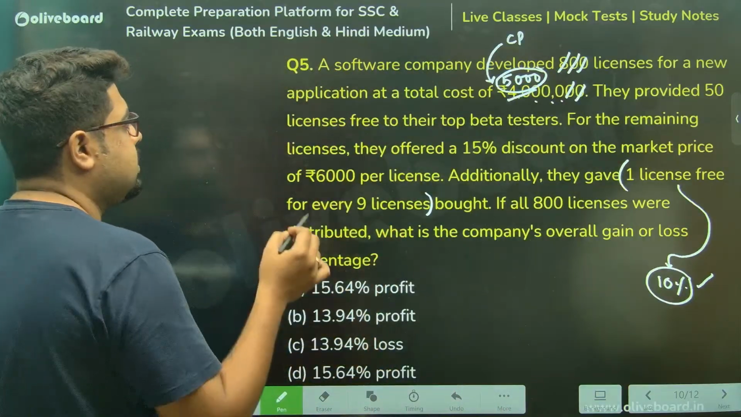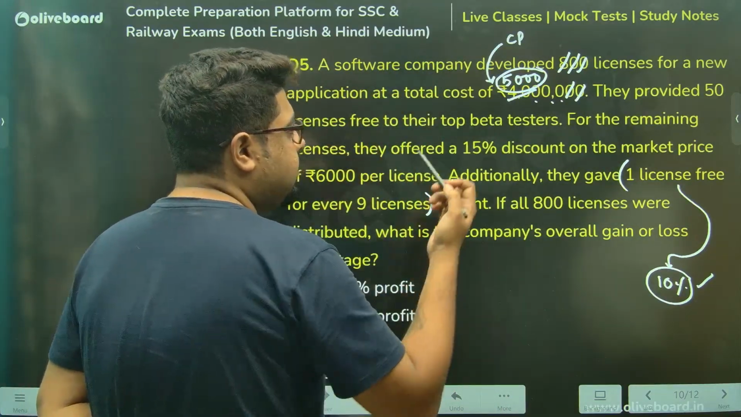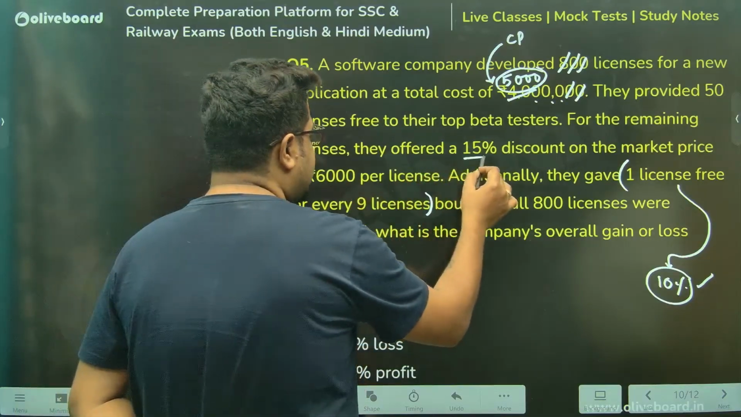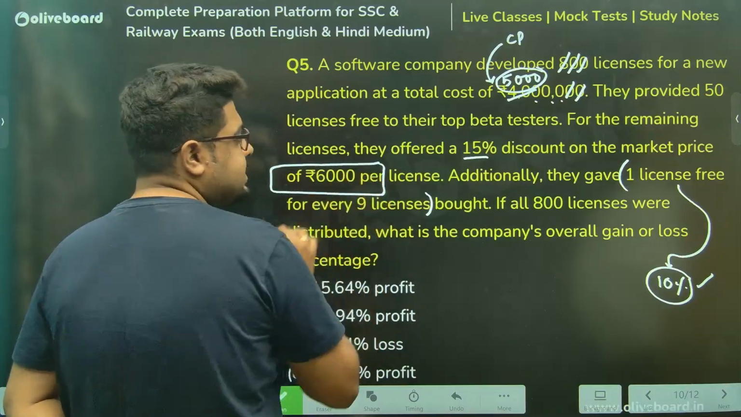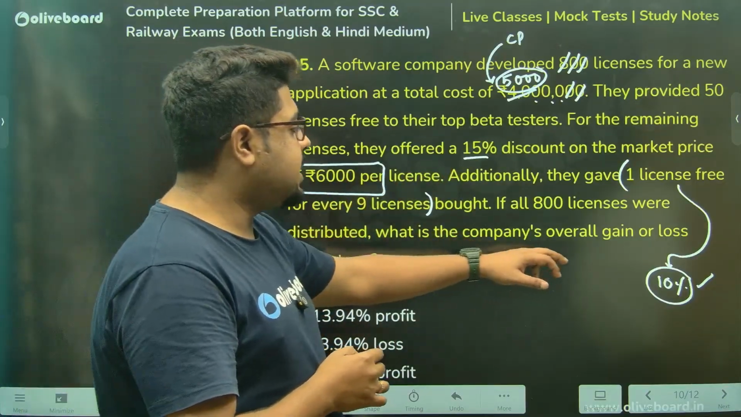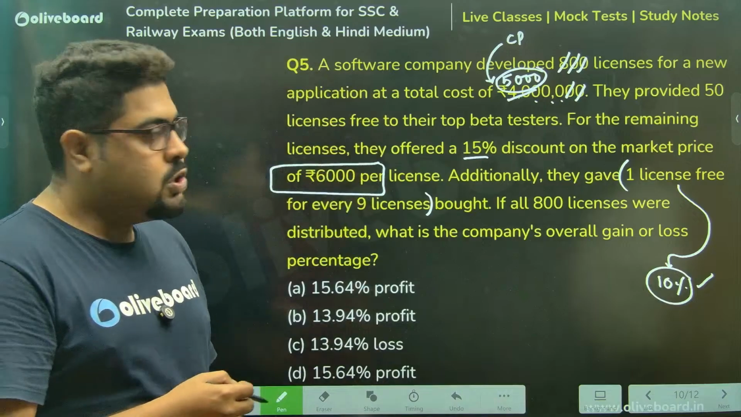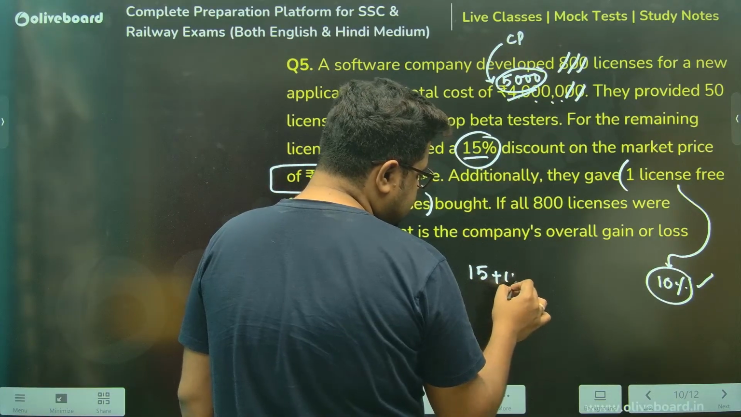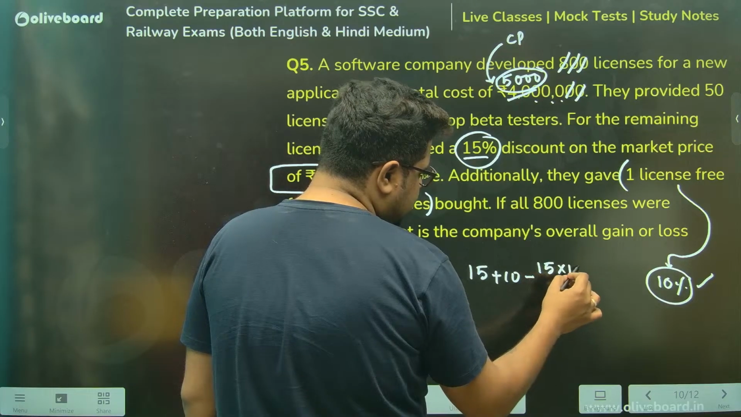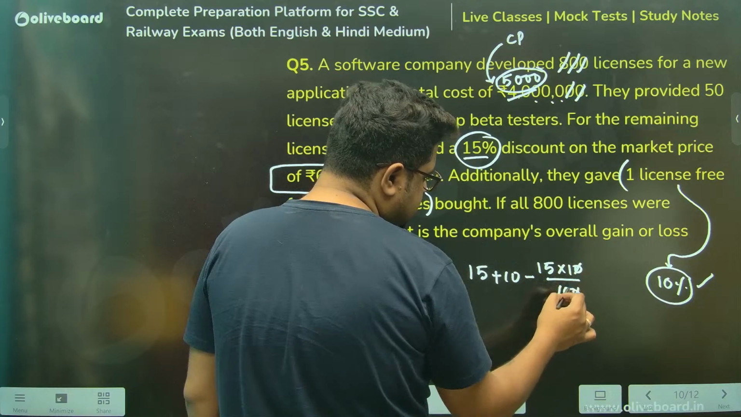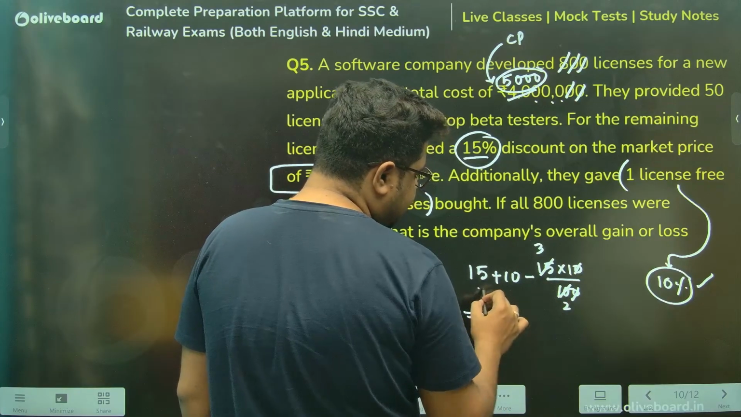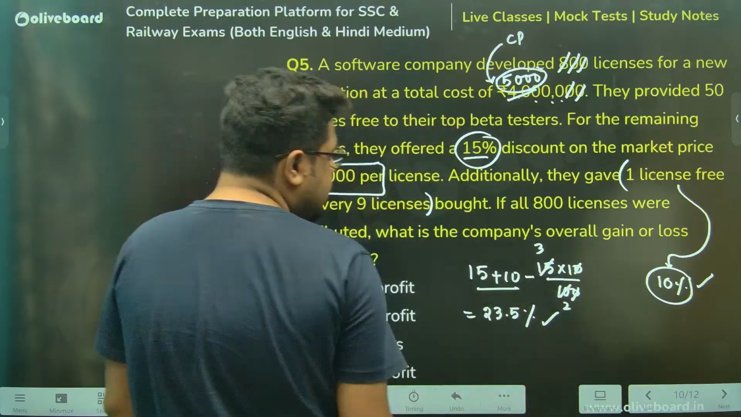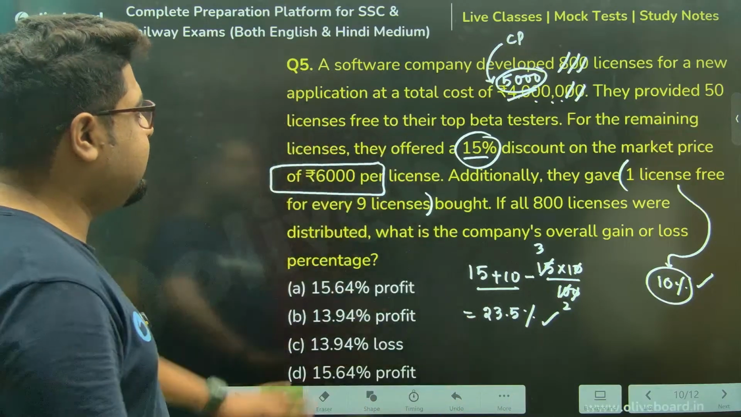Now, 50 they provided for free. Okay. Now, 15% discount on 6,000 rupees per license. But this is not only a 15% discount, there is another 10% discount. So effective discount that they have given is 15 plus 10 minus 15 into 10 by 100, sir. So this is 25 minus 1.5, meaning 23.5%, sir. 23.5% discount they are giving.